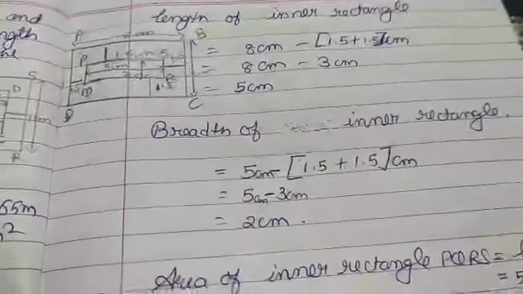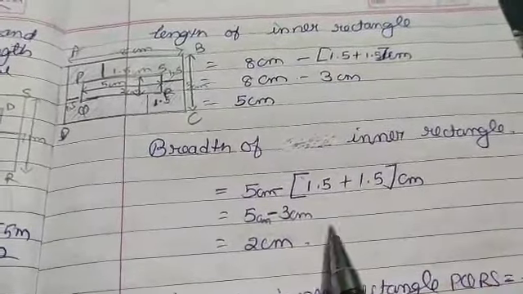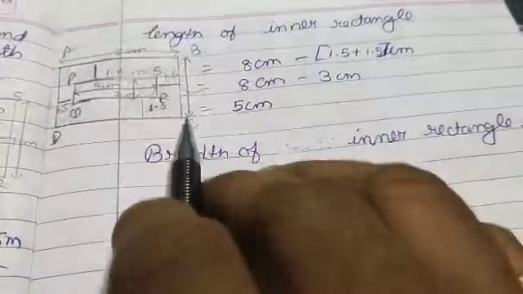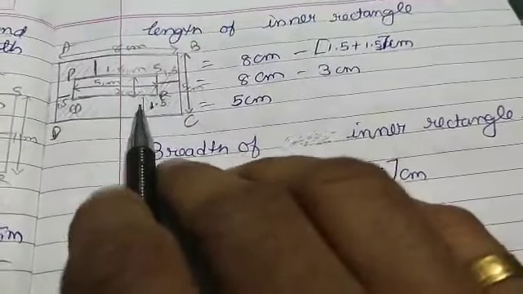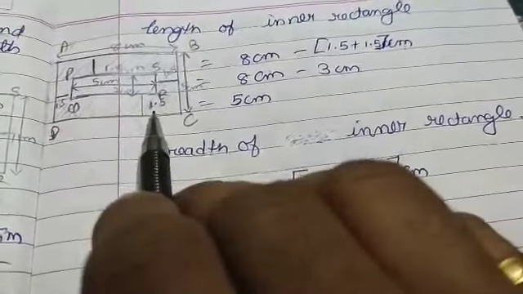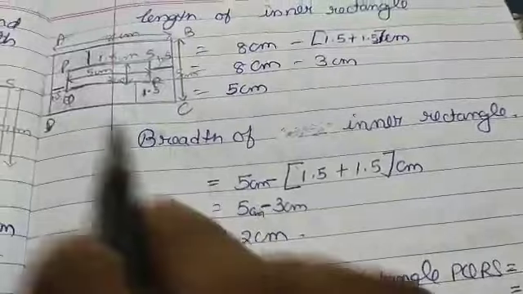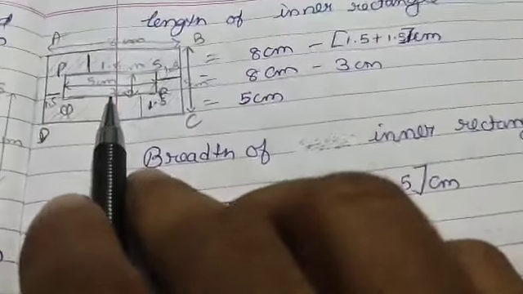And now the breadth of the inner rectangle. The total breadth is 5 centimeter. From that subtract 1.5 from here and 1.5 from here. So 1.5 is 3, 5 minus 3 is 2. So we got the length, that is 5, and breadth, that is 2.